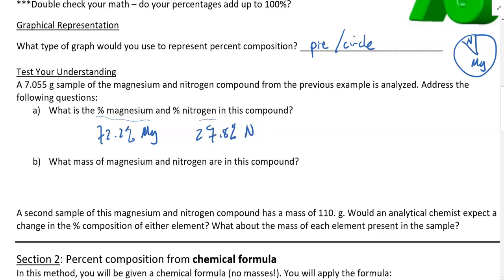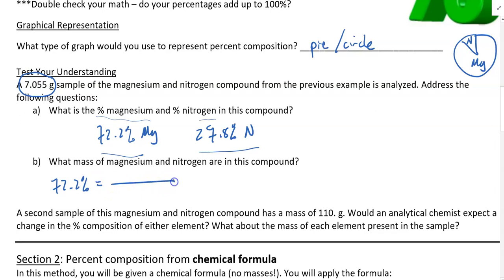These should always be the same. No matter how big or small your actual given sample is, these percentages will always be true. What mass of magnesium and nitrogen are in this compound? We're basically going to take that formula and work a little bit backwards, right? So we have percentages. Let's start with magnesium, 72.2%.